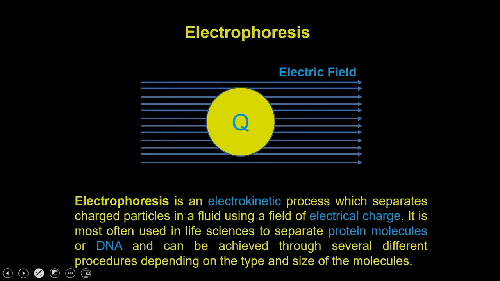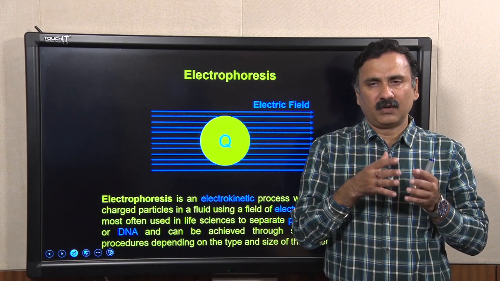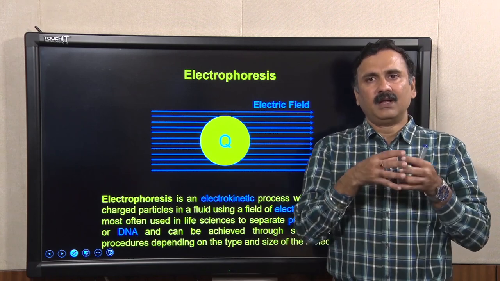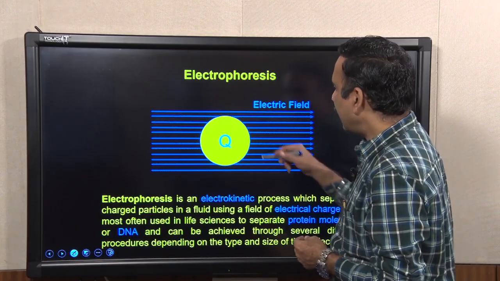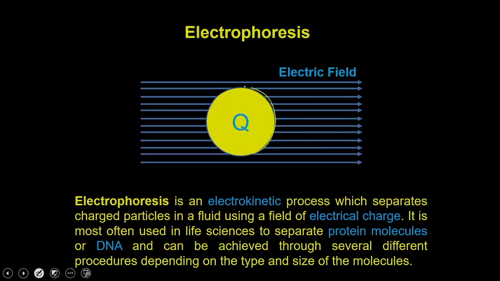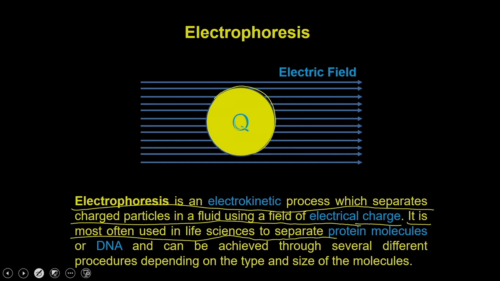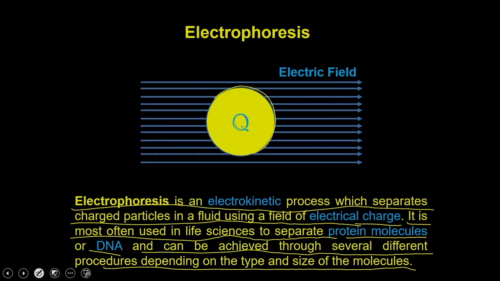As the name suggests, electrophoresis means the study or separation of molecules when they are running in an electric field. You can imagine that you have a biomolecule, a charged molecule containing Q charge, and it is running in an electric field. Electrophoresis is an electrokinetic process which separates charged particles in a fluid using an electric field. It is most often used in life sciences to separate protein or DNA molecules, and can be achieved through several different procedures, depending on the type and size of the molecules.